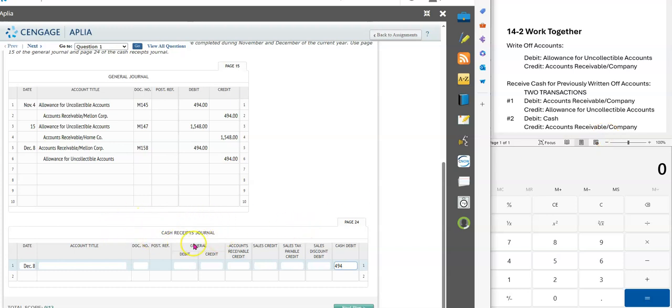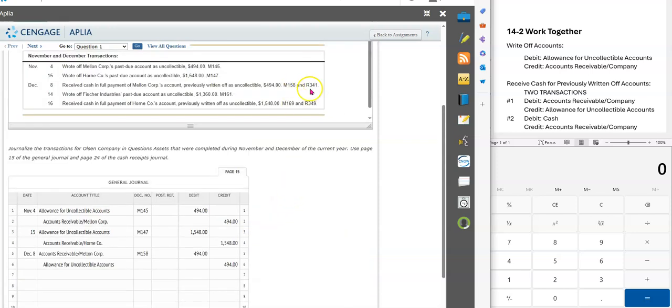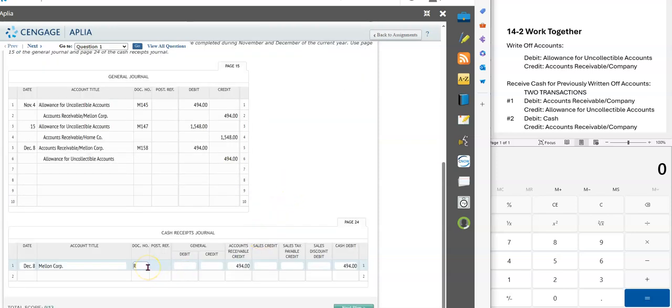Now remember, in your special journals, you don't have to write accounts receivable because you have a special column for accounts receivable right here. So the amount is going to be $494 right there. So we have a debit of $494 and a credit of $494, and we need to know who paid us, okay, who was the account that we received from. So we'll put our company name here, Mellon Corp. And then, of course, our receipt number was R341. Okay, and that's it for that one.